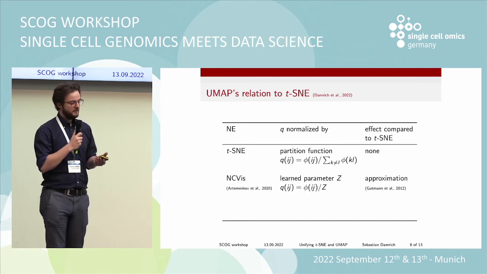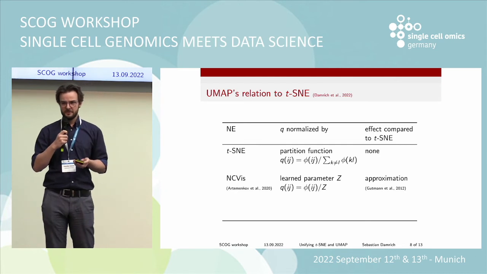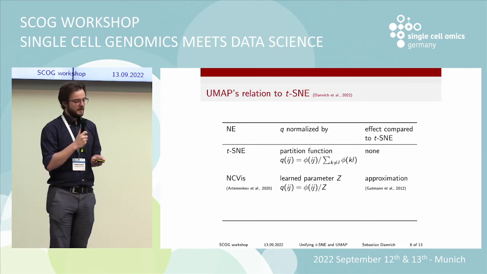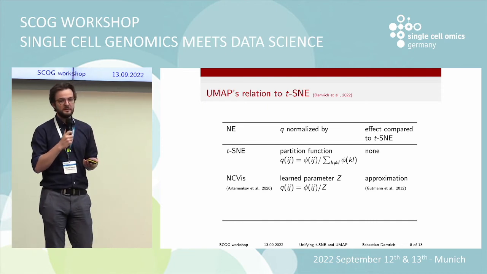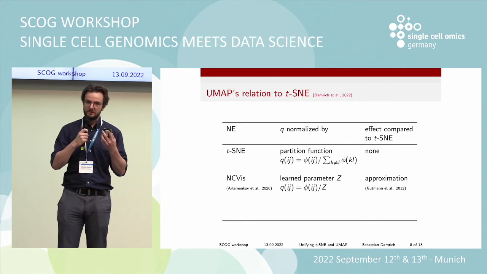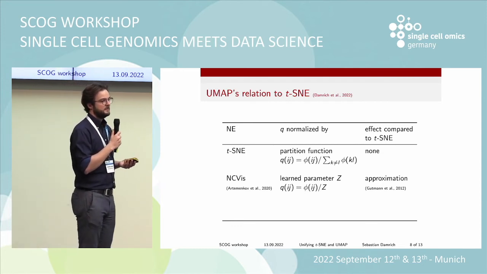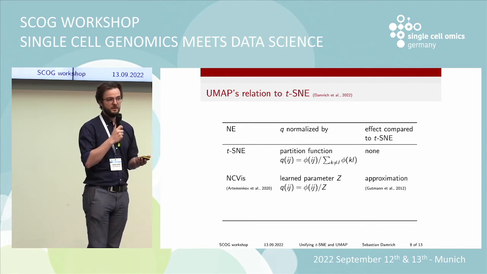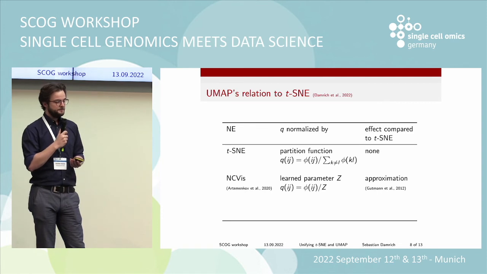And one of them is NCVis. And NCVis uses a slightly different loss function than t-SNE. And the upshot of that is that you get by with a learned normalization parameter. So instead of a sum over n squared many terms, you have a single parameter that you learn. And some theory by Gutmann and Hyvärinen establishes that you still approximate t-SNE. So this is now much faster in terms of complexity.